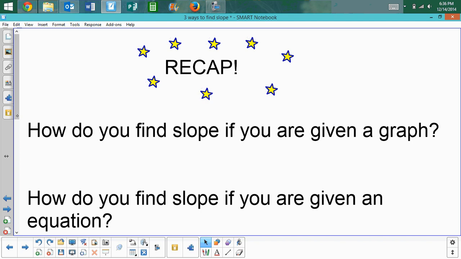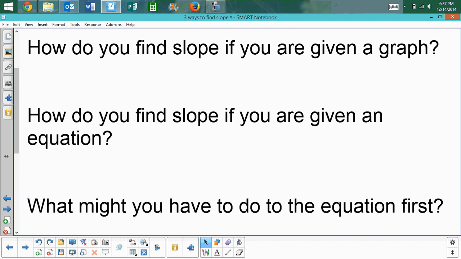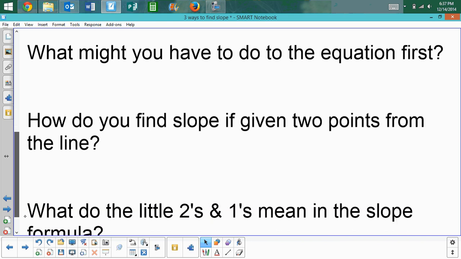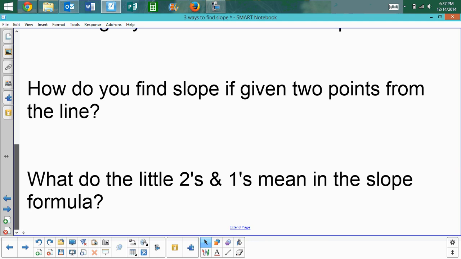So let's recap. How do you find slope if you are given a graph? And we talked about this. And I'll let Miss Rhodes pause the video through each of these questions, and you guys can discuss each one of those. So how do you find slope if you're given a graph? How do you find slope if you're given an equation? What might you have to do to the equation first? How do you find slope if given 2 points from the line? What do the little 2's and 1's mean in the slope formula?